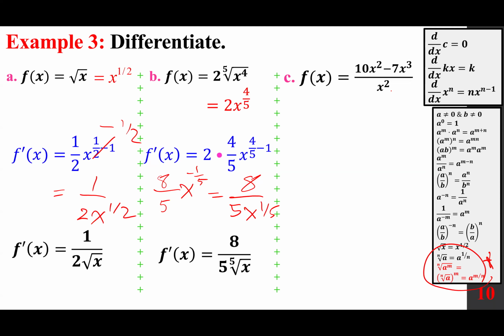This one, you just make up two fractions. This is 10. This is minus 7x. So f prime is simply minus 7. Very straightforward. Very easy, everybody.